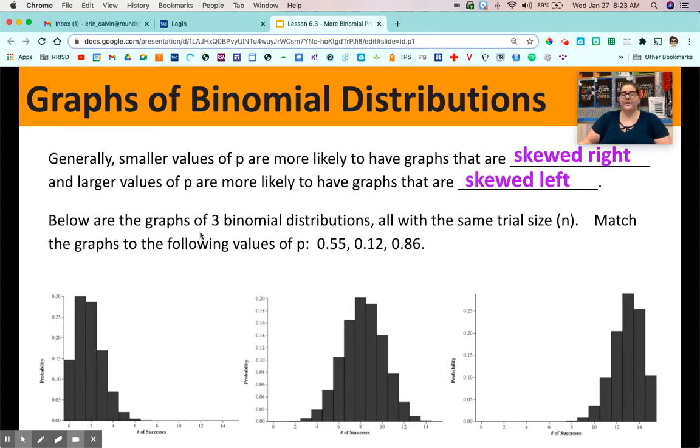So below are the graphs of 3 binomial distributions. All of them have the same trial size, the same n, and I want you to match the graphs to the following values of P.